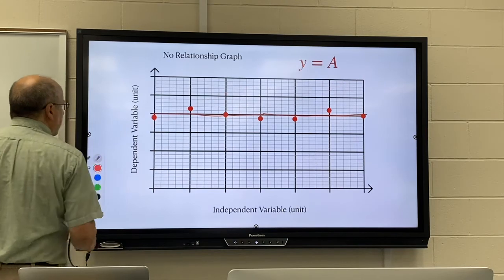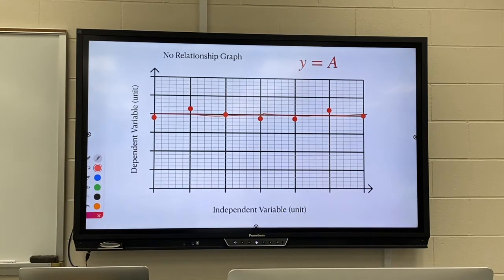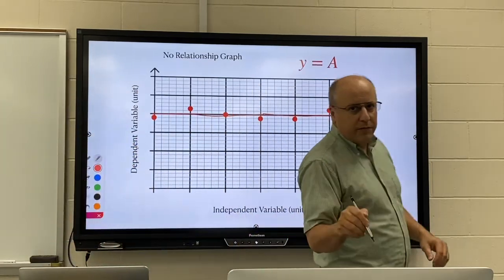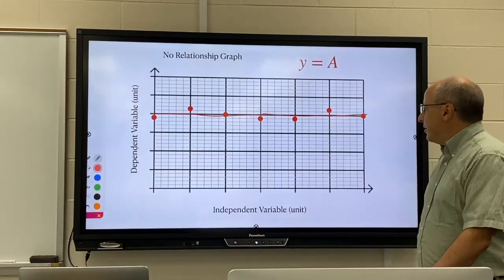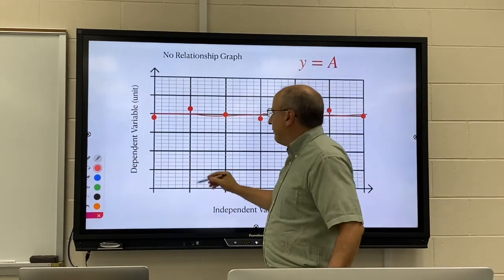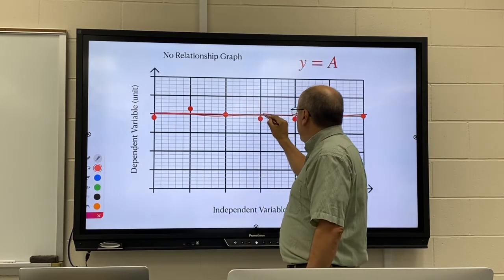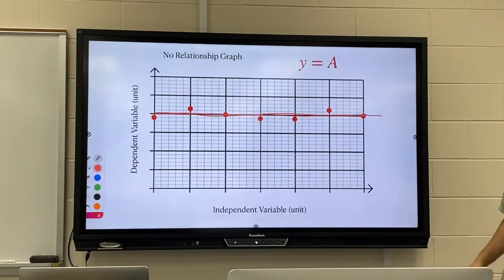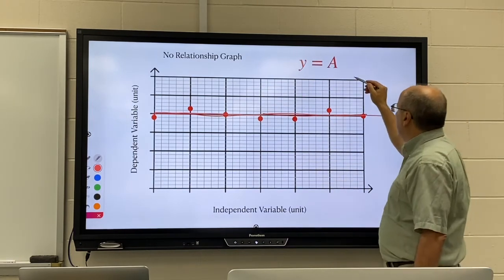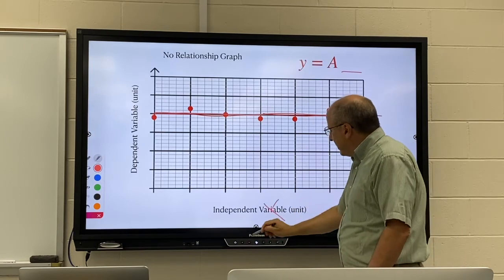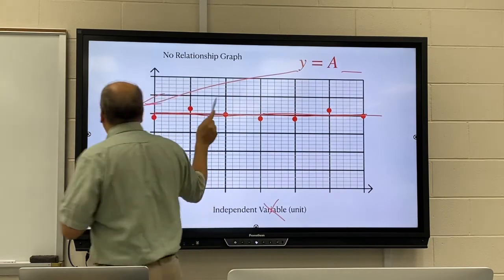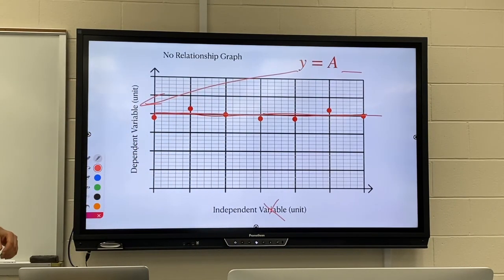The final graph is called no relationship. That's the type you're going to get if one variable does not affect the other. Again, you'll have experimental error, so these points won't be perfectly level. But when you draw your line in, draw it as level as possible so that some are above and some are below. You'll notice there's no x because x is not a factor. X does not affect whatever's on the y-axis. It's called a no relationship graph.